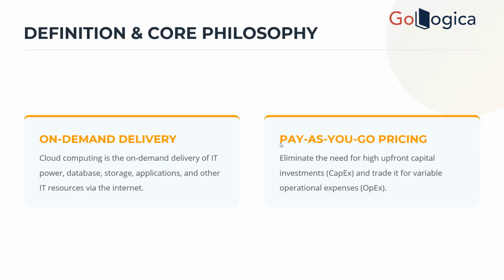So if we are not using them, we don't pay. This eliminates the need for high upfront capital investments like CapEx, and we trade it for variable expenses like OpEx, our operational expenses. If we think about our on-premises data center, to set it up we need to invest a lot of money. There is a huge upfront cost for setting up all those servers and equipment inside that data center.